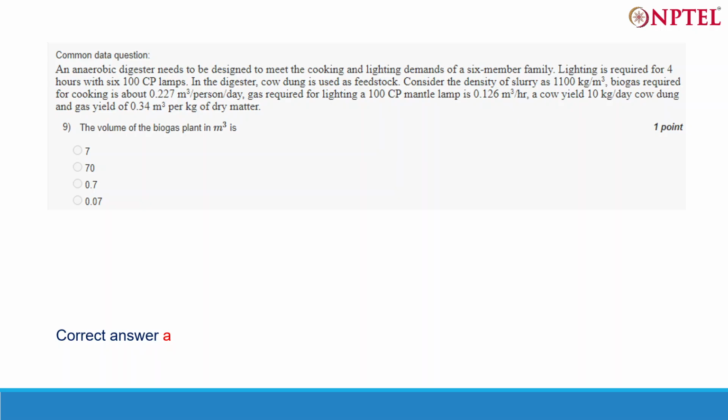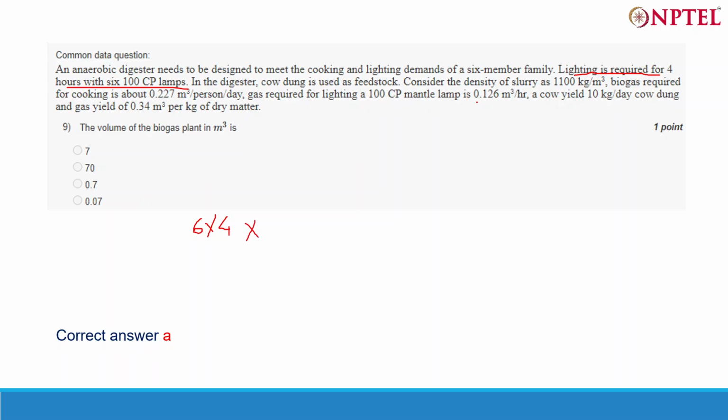Okay, are you able to solve this question? Does it feel very difficult to solve? It's a very simple question. You just have to first determine the load that is needed for a family of 6. It says lighting is required for 4 hours with 6 lamps. So you have 6 into 4, that is 6 lamps, 4 hours of operation.